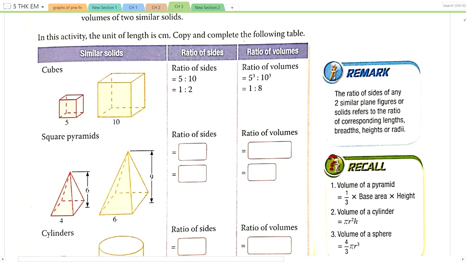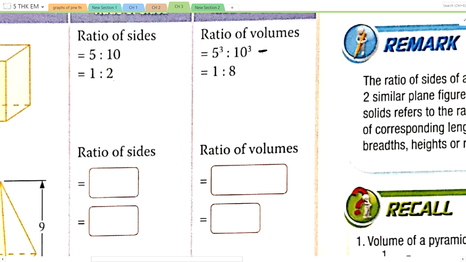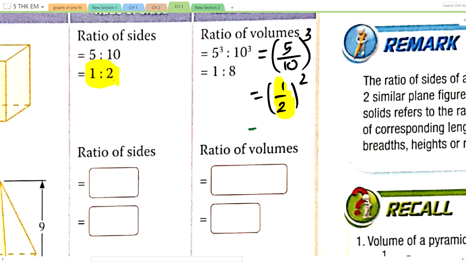So when we talk about the ratio of the volume, we're going to take 5 times 5 times 5 to get 5 cube. And on the other cube, we got 10 times 10 times 10, which is 10 cube. So we get, in ratio form, 5 over 10 cube, which is 1/2 cube. Now this 1/2, I need you to realize that it is from here. Same thing. Which therefore gives me 1/8.